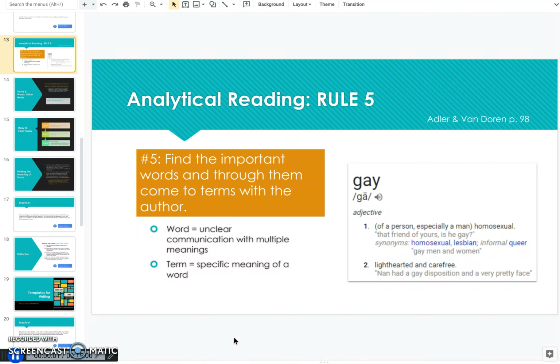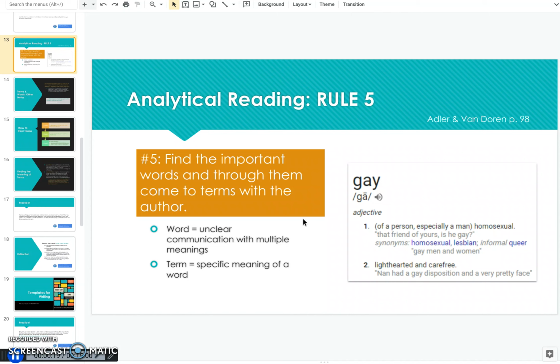This is the third video for the week 2 class session. I'm going to cover the last analytical reading rule, which is rule 5. That rule states, find the important words and through them come to terms with the author. Basically, this means understand the terminology your author is using.